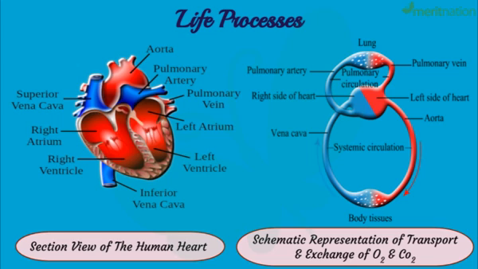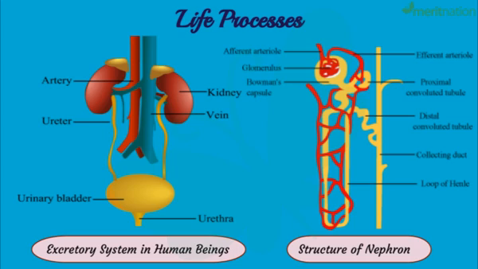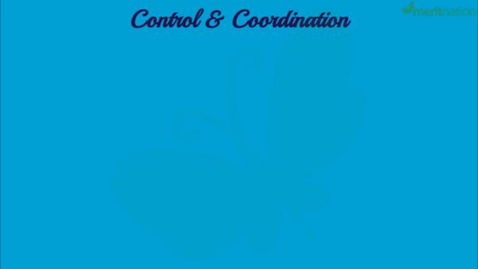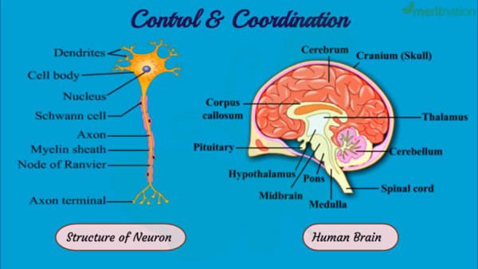Another important diagram is of double circulation in humans, where you can be asked to explain this process along with the diagram. Also, a very simple and direct diagram based question can appear from the excretory system in humans. You could also be asked to draw the structural and functional unit of kidneys, in which you have to draw the diagram of nephron.